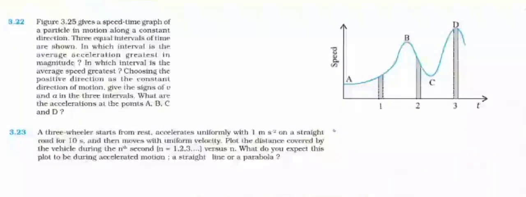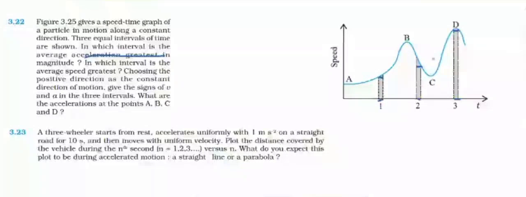This time we have a speed-time graph. Speed-time or even velocity-time, you can take it like that. Here also the time intervals are equal. Now, in which interval is the average acceleration greatest? We know from a velocity-time graph you will get the acceleration by taking the slope. So in which case, as I mentioned for the previous graph, do you get the maximum slope? That you have to see here. We can draw the slope like this.